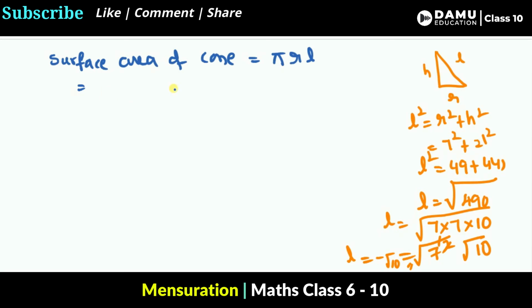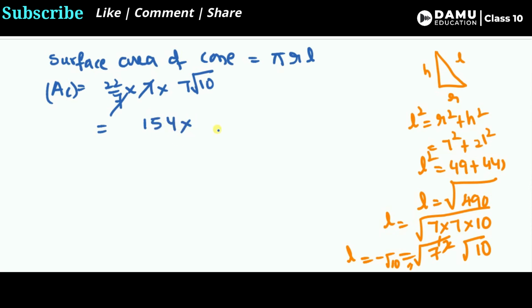Then surface area of the cone, A of cone, will be equal to pi r l, with pi as 22 by 7. Actually they have given 3 1 by 7. We need to find it. 22 by 7, R is 7, and L is 7 root 10. So this is the radius, 7 will cancel. 22 into 7 is 154. So 154 into root 10.